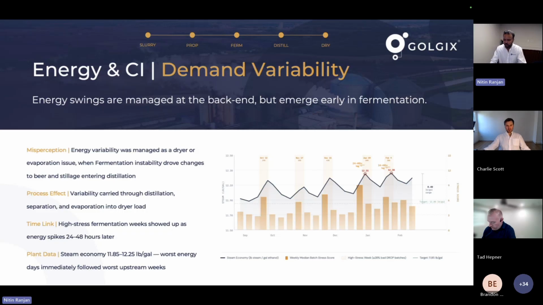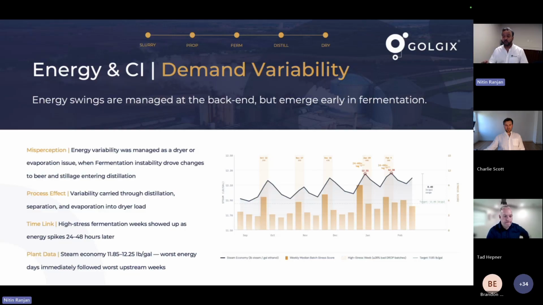case studies. So for this facility, the pattern was very clear, right? Some of the rough fermentation weeks, and in the graph, maybe it's difficult to read, but those light yellow big bars are the spots where we had some stressed batches being dropped into the beer well, right? So when we looked through this data, the pattern which emerged was very, very clear. Rough fermentation weeks, almost 50% bad batch rate in one week, and then say 43% in another, showed up in steam economy spikes 24 hours, 48 hours later.